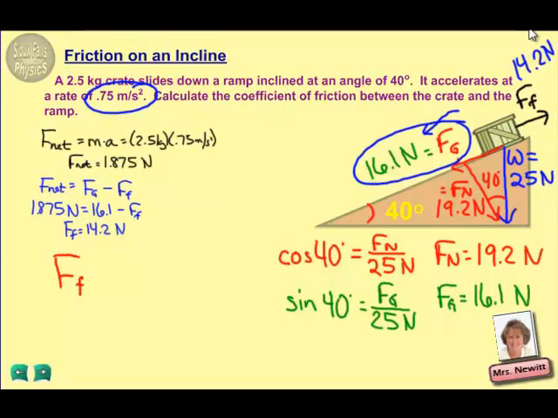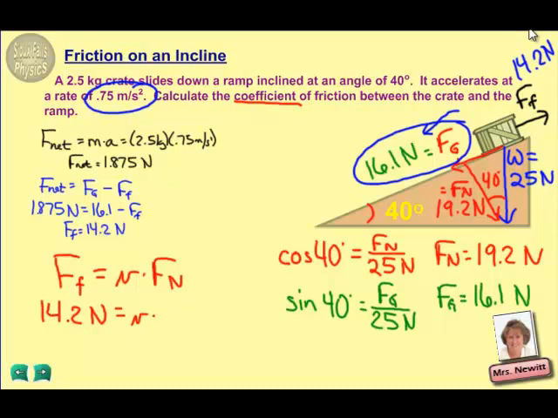Notice that the problem actually wants the coefficient of friction. Well, we have just found the amount of the friction force, and that is related to the coefficient through the equation friction equals coefficient times normal force. So now we have 14.2 newtons.